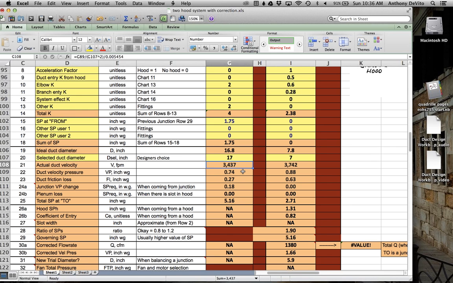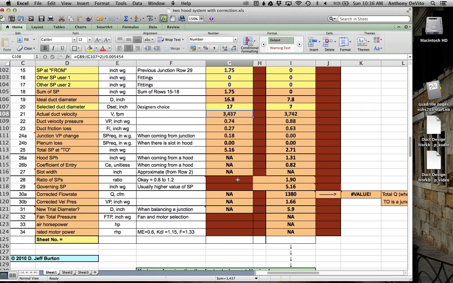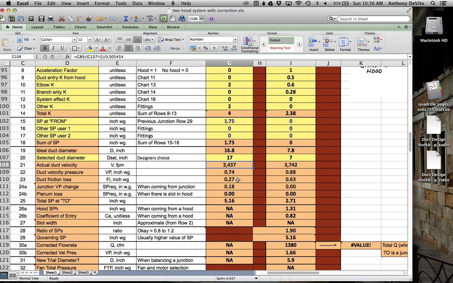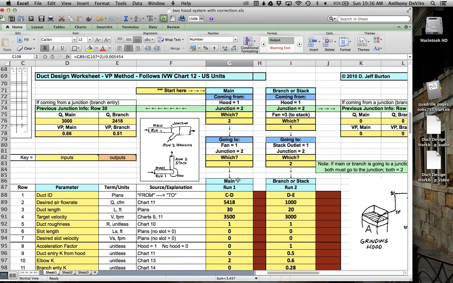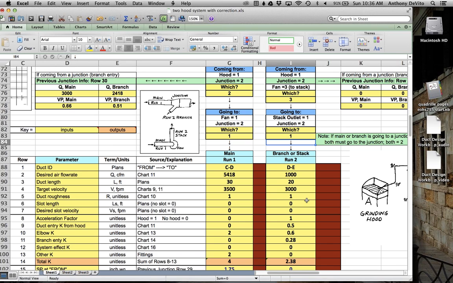Now let's see. It calculates all these other factors for me. The total static pressure, the suction static pressure at the fan, is 5.16 inches. We know those extra elbows and that filter really had a big effect. Okay, I'm going to go ahead to the next section. We're going from our fan, which is 3, to our stack outlet, which for this column is going to be 1.